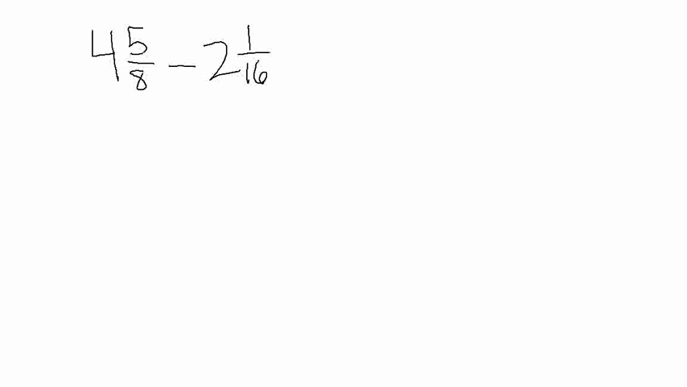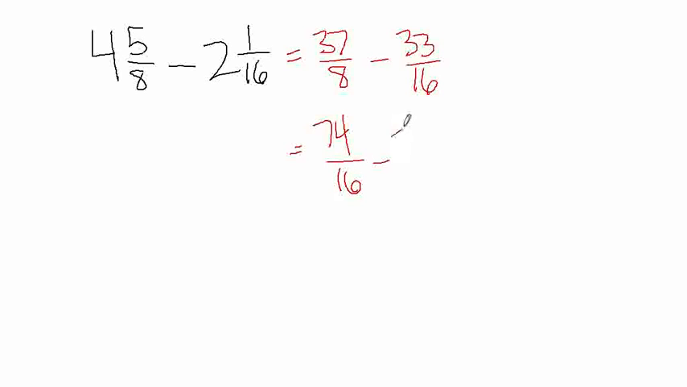All right, so I will work it out now myself. So the first mixed fraction turns into 37 over 8. The second mixed fraction turns into 33 over 16. Now I'm going to replace the first fraction with one that has 16 in the denominator. So that'll give me 74 over 16 minus 33 over 16.